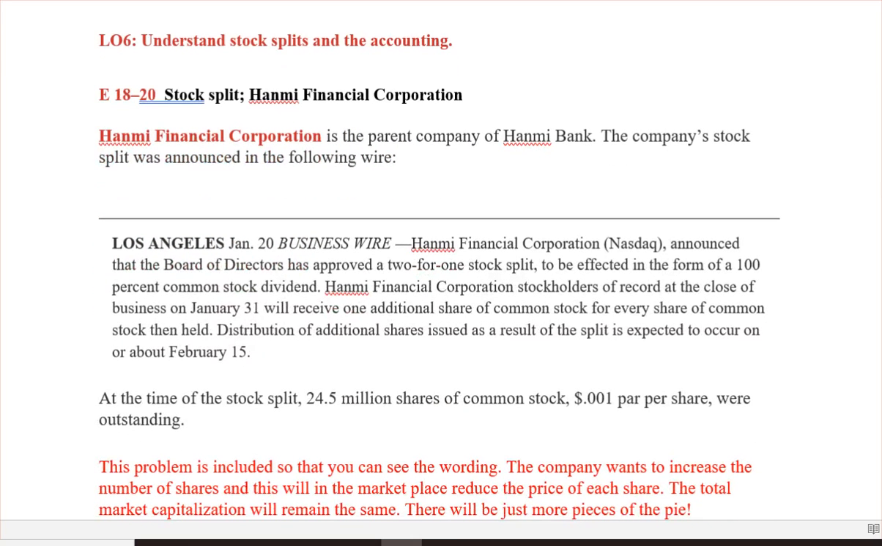Stock splits. Oh my gosh, stock splits. No, just kidding. This is something that you in finance have probably read. They approve a 2-for-1 stock split to be effected in the form of a 100% common stock dividend. So when they have wording like that, you're going to look at the wording. This problem is being included so you can look at the wording.